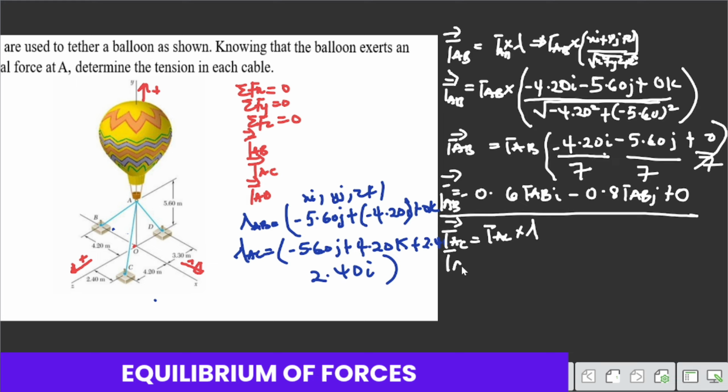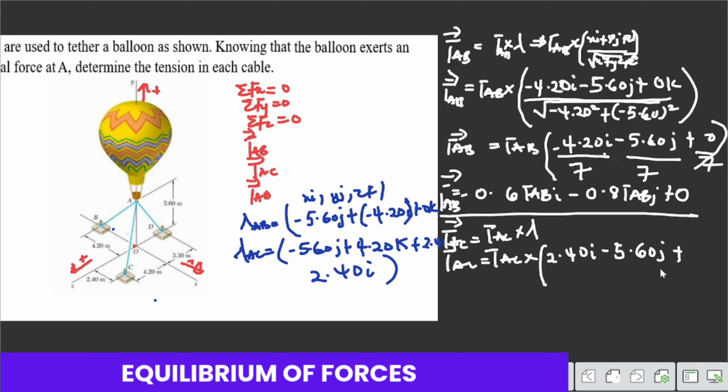So we're going to have our TAC from this side to be equal to TAC multiplied by, then we open a bracket. What's our X? That is from the X plane. So the X is going to be positive, right? Because we went here. So you're going to have positive 2.40I. Then the J is going to be negative, so negative 5.60J. Then lastly, plus the what?